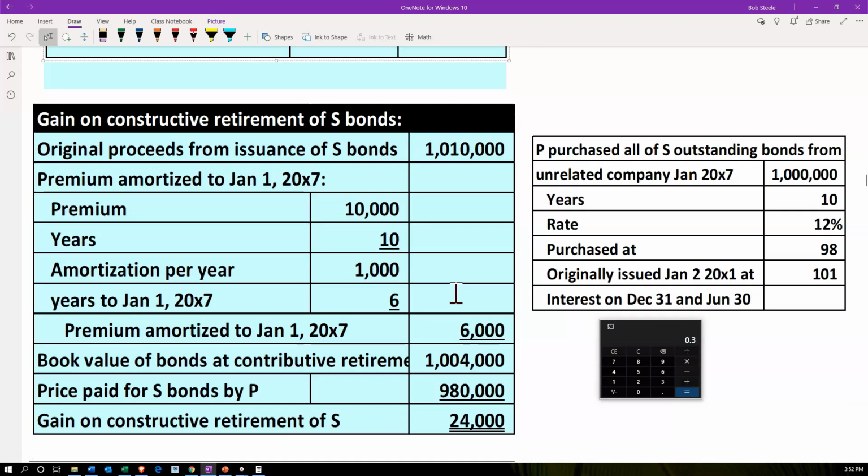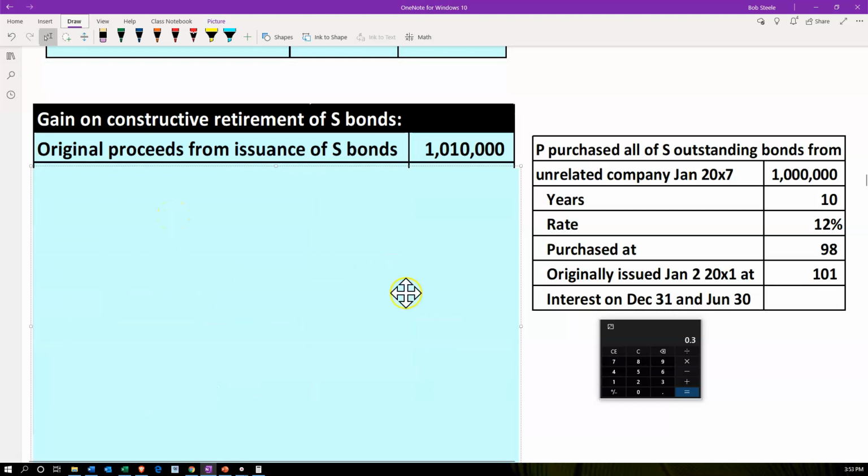Now let's go into the gain on constructive retirement of S bonds. We're going to calculate this basically with a table format. And this is really where we want to spend some of our time mulling this over, because this is where the weird thing happened, where we have these intercompany bonds, but they weren't issued from one to the other. One company purchased the other company's bonds from a third party, which results in this gain on constructive retirement, which is probably the most confusing component of the problem, or at least the newer confusing component that we have. So we added our little revealer tab over here.